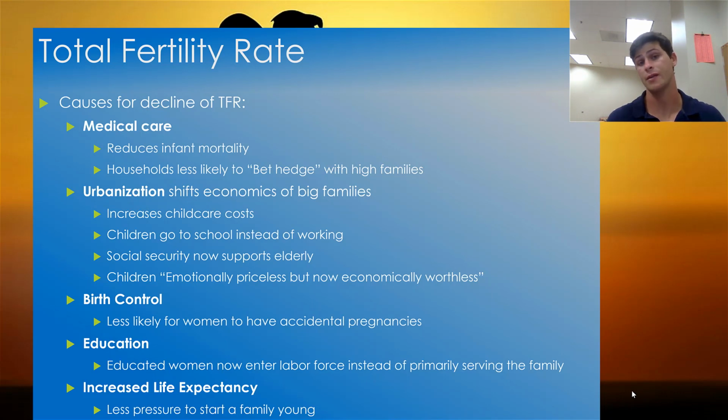Birth control is a pretty straightforward way to lower the total fertility rate, basically by providing citizens in a given country access to birth control as well as other types of contraceptives. You lower the likelihood of having an accidental pregnancy, and so you decrease the total fertility rate that way.